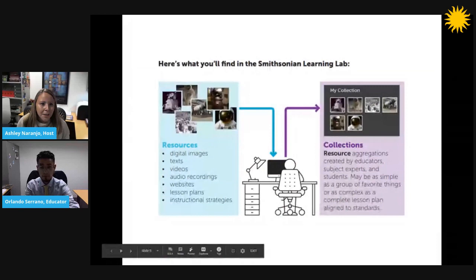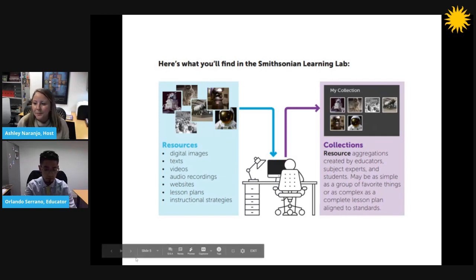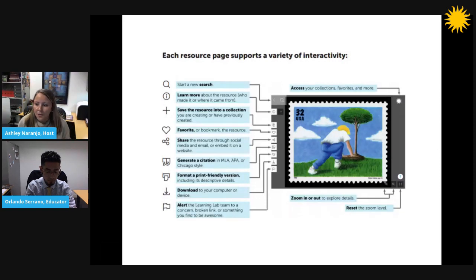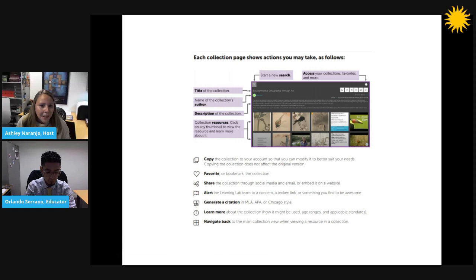Within the Learning Lab, you can also create your own collections, and then you can share them out with others. Here's what you'll find in the Learning Lab: resources, like digital images, text, video, audio recordings, websites, lesson plans, and instructional strategies. You'll also find collections that have been created. On each resource there are a number of different features you can access, and there are also features within each collection, such as copying or favoriting a collection. Collections can also be embedded into other websites.